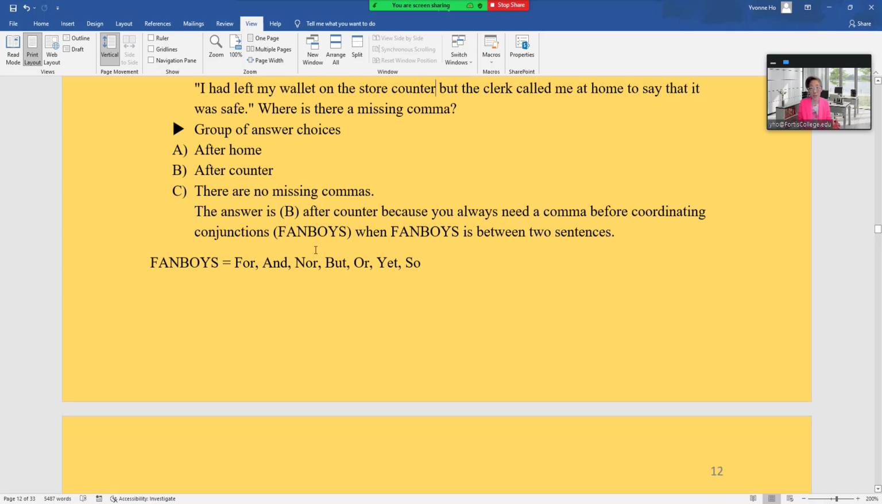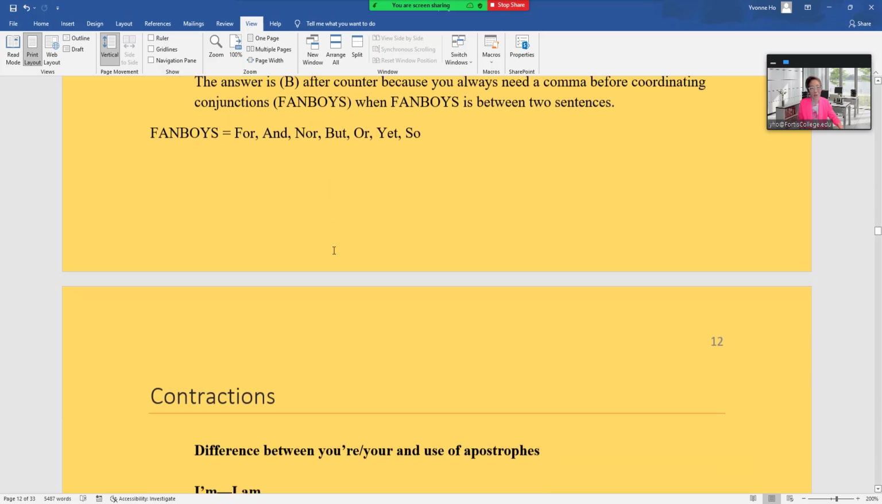Remember, FANBOYS stands for: for, and, nor, but, or, yet, so. Say that five times fast in front of a mirror without looking at the paper, and then you can memorize it. FANBOYS.